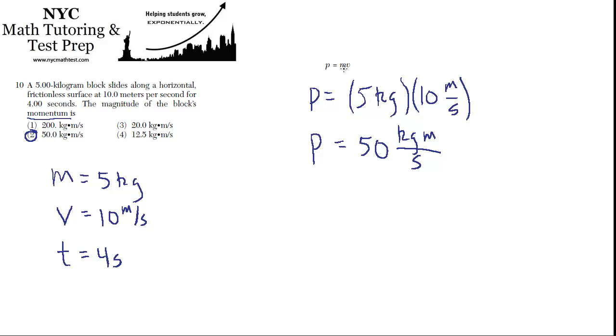Only the product of a mass and a velocity really is going to give you this kind of result. Also notice that we didn't have to use the time. It doesn't come into play at all when using this formula to find momentum.